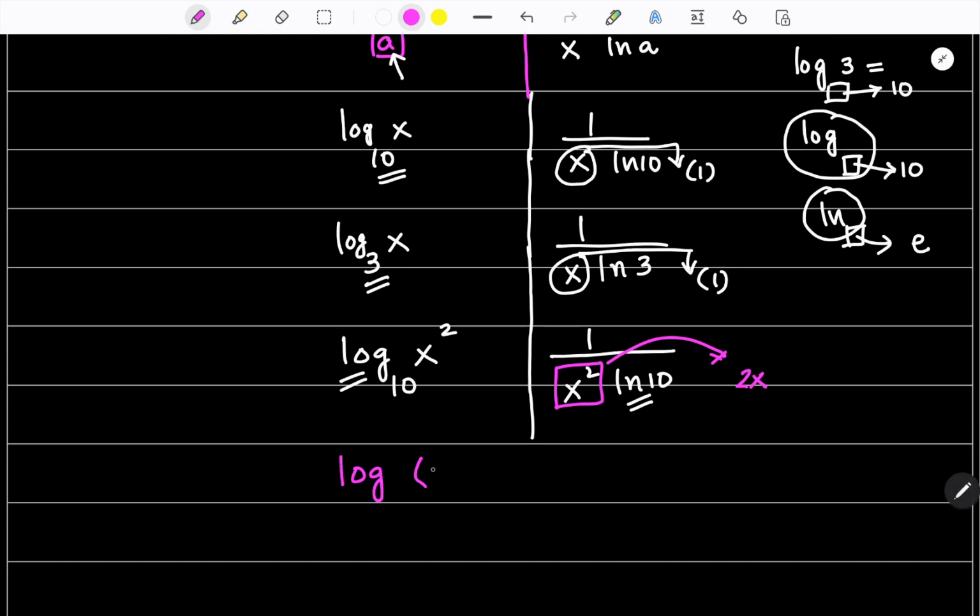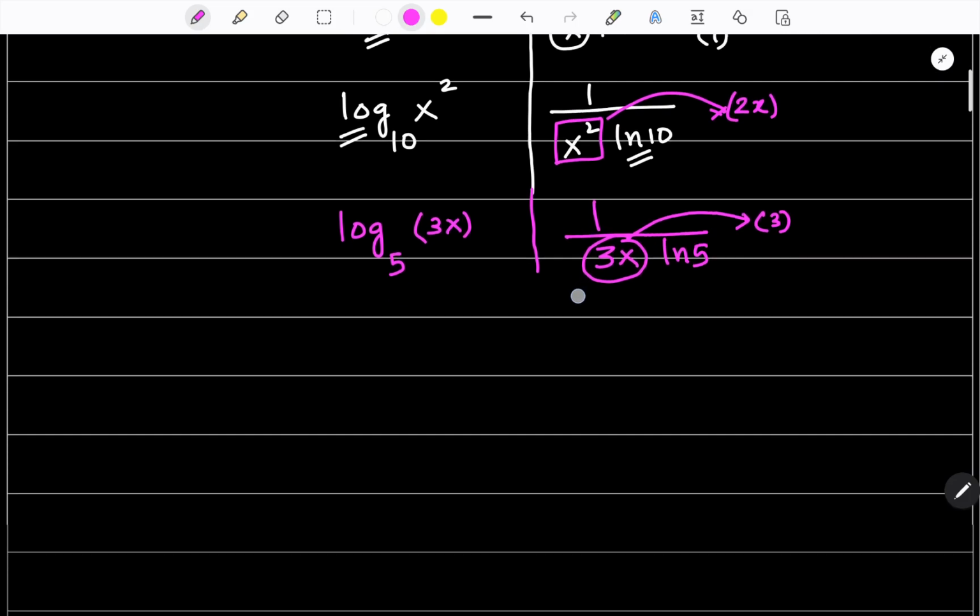Let me give you another example. Log of 3x to the base 5, for example, right? Same rule, 1 over 3x, right? After that, you write ln 5. Then the derivative of 3x is going to become what? Which is 3, right? I'm sorry, this 2x should be on the top. While I'm writing, it was going down. Okay, 2x is on the top. Similarly, the 3 is on the top. Okay, slightly it's going down, right?